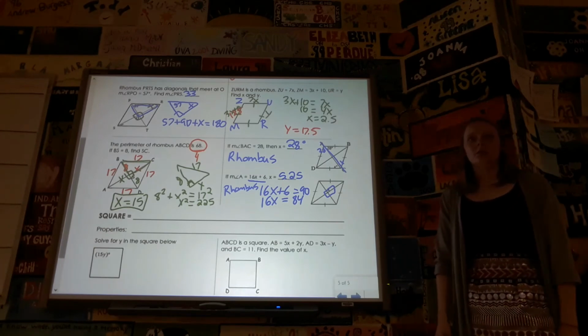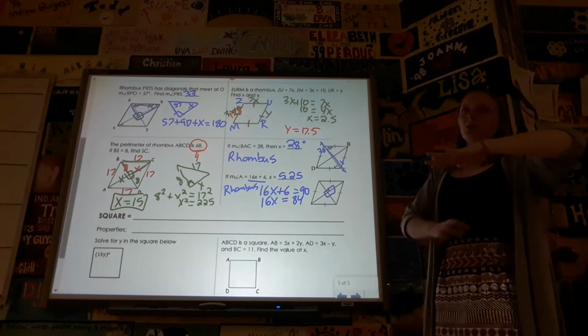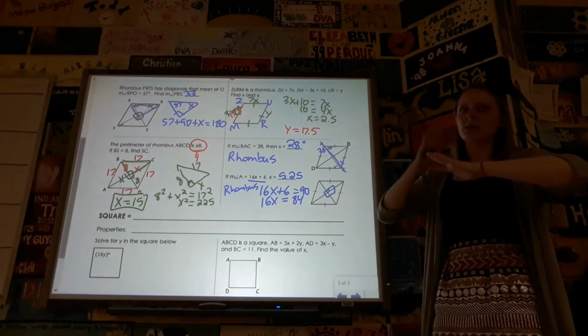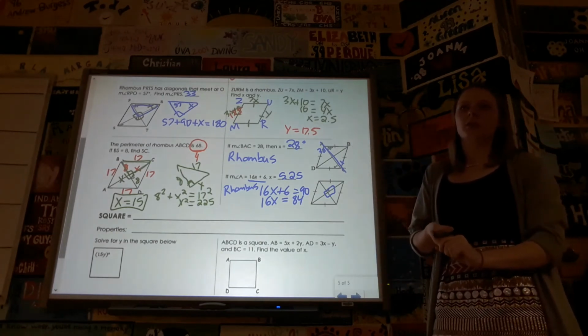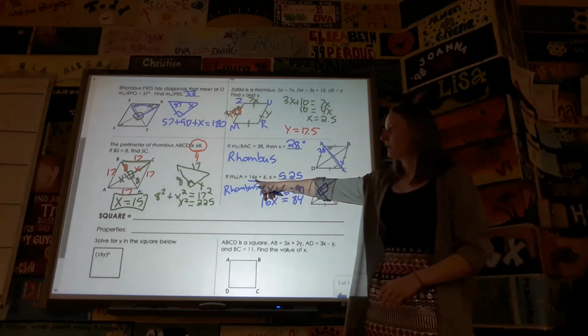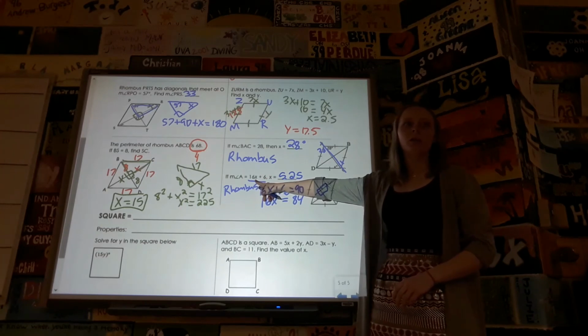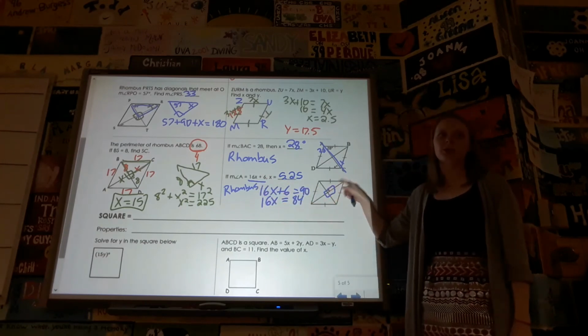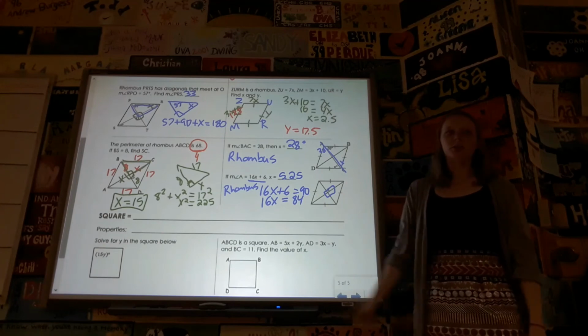So a rhombus has everything for a rectangle plus the perpendicular diagonals and the diagonals bisecting angles. Where's x? Here. This picture was too small for me to write in, so I just underlined it.